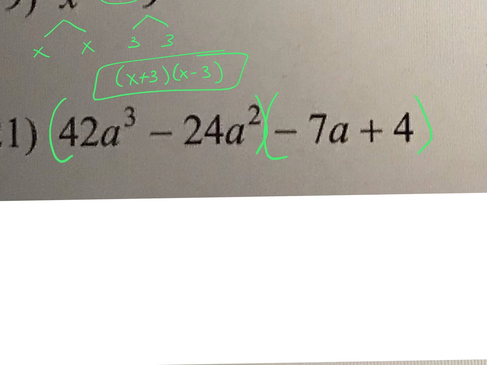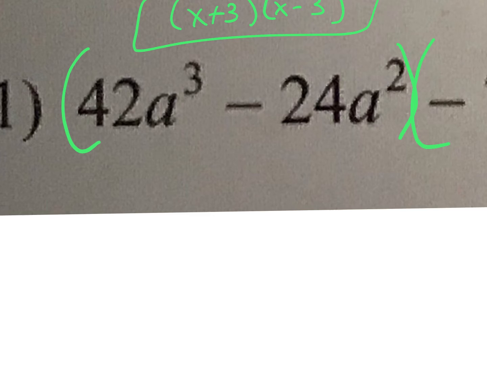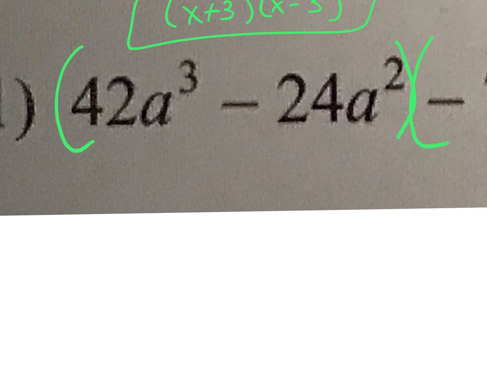But I look at just this first parenthesis, 42a cubed minus 24a squared. What do they have in common? What can I take out of both of them? 6 what? 6a squared. Agreed. So I'm left with, divided by 6a squared, divided by 6a squared, and I'm left with 7a, agreed? Minus what? Minus 4.